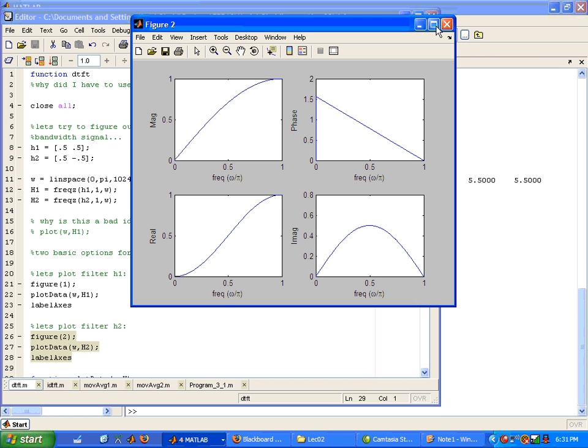So here's a question. I went from 0 to pi, but we talked before about how the frequency should go from minus pi to pi. So what would happen if I changed this to go from minus pi to pi? What would I see?